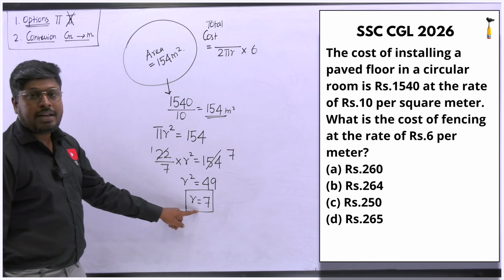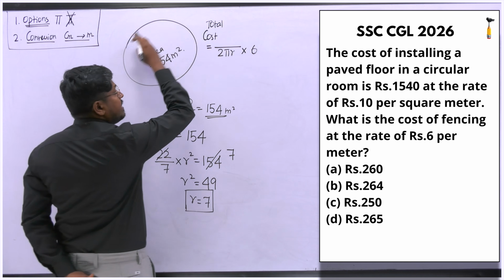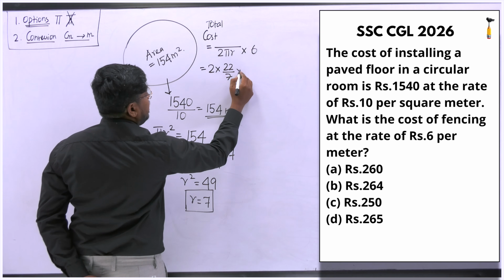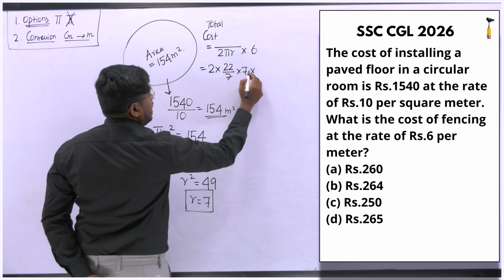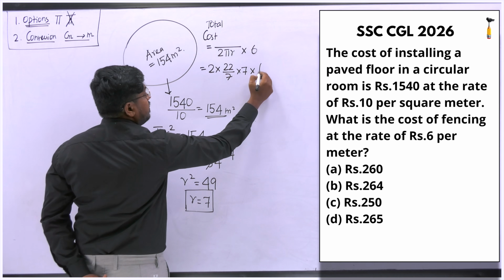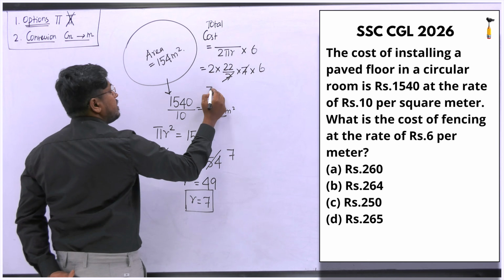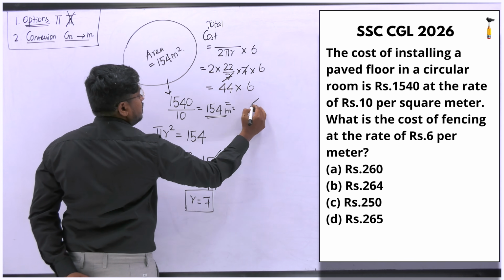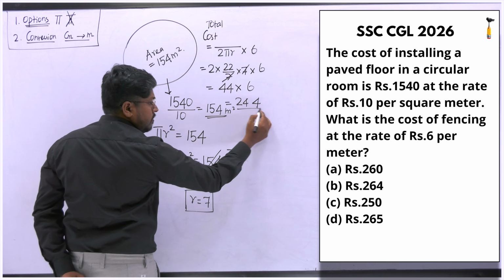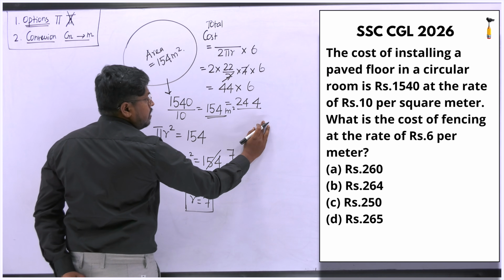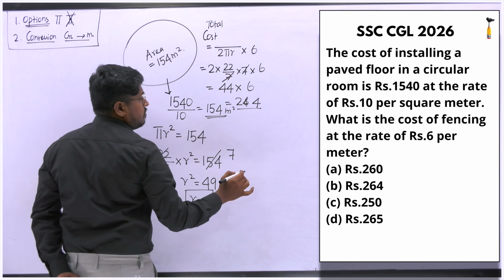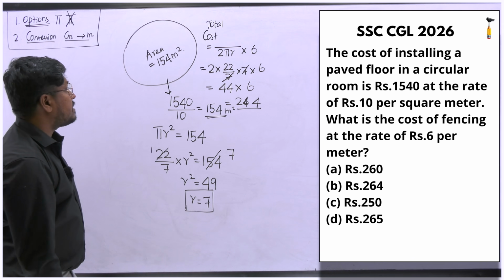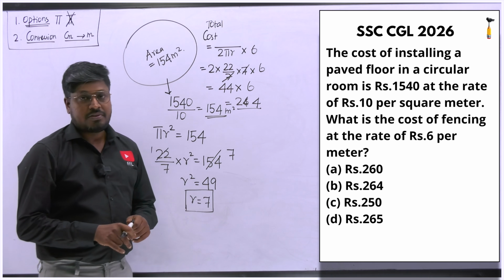Once you find the radius, finding the cost of the fencing is easy, because the cost of the fencing will be 22 by 7. Radius will be 7 here, and for every meter, the costing will be 6 rupees. So we can cancel it. 22 into 2 will be 44. 44 into 6, 264. Yes, 264. So the costing will be 264 rupees, which will be the answer for this question, right?